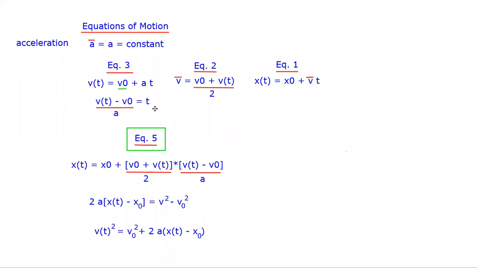Then what we do once we find t, we also know the average velocity, which is equation 2, and we can plug these both into equation 1, which is the equation for position as a function of time. And I can help visualize that hopefully here.